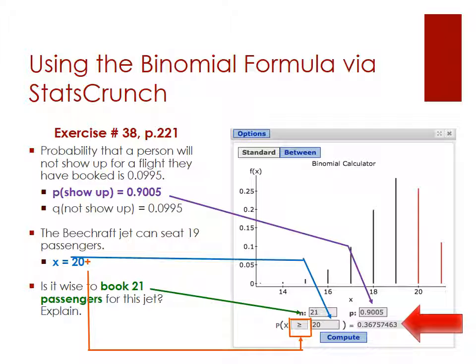So here, we're going to take our X equals 20, so our 20 goes into our box here. And then notice that we have the plus sign. So that means when we're setting the equations, remember I gave you this caution in the last tutorial, we have to be looking at greater than or equal to, because 20 is a problem, okay? So we need to set it for 20 greater than or equal to. And when we run that computation, we get our answer here of 0.36757463.